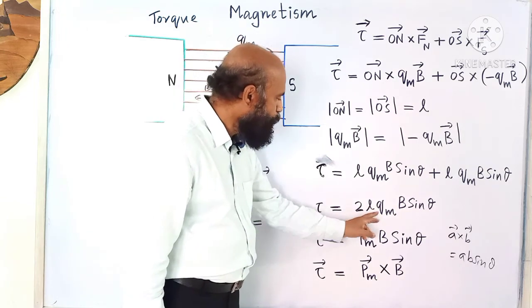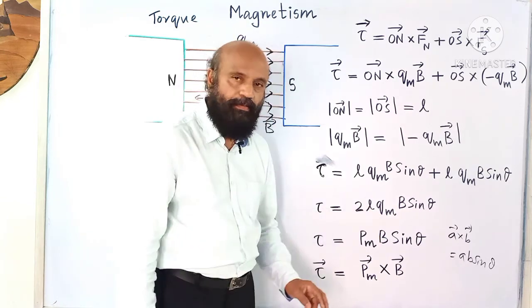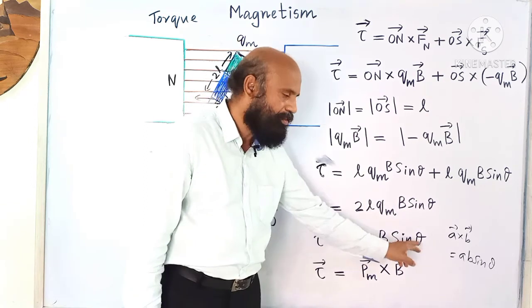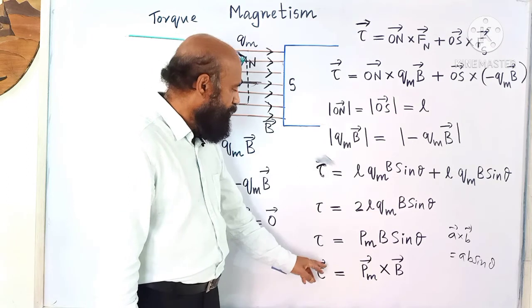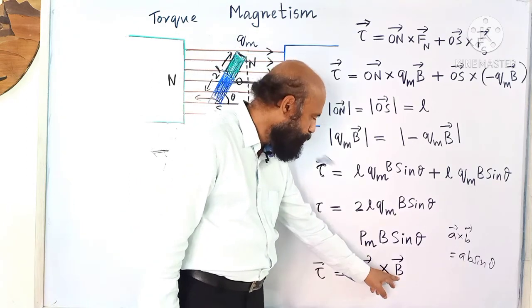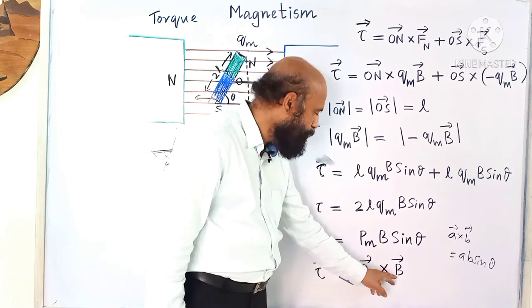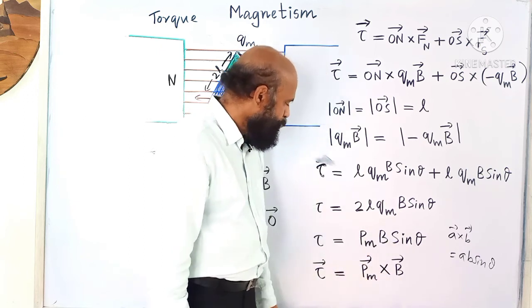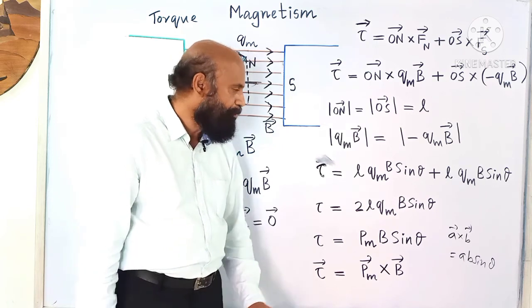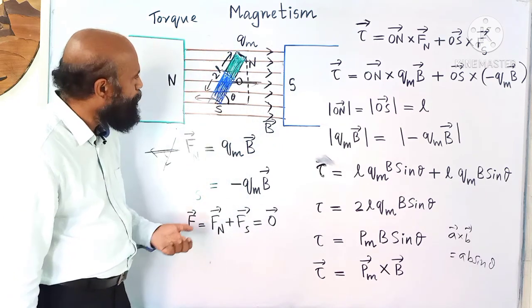Then Qm into 2L is the magnetic dipole moment Pm. Then B sine theta. In vector notation, this can be written as Pm vector cross B vector, because Pm vector cross B vector is Pm B sine theta. So this is the torque experienced by a magnetic dipole kept in a magnetic field.